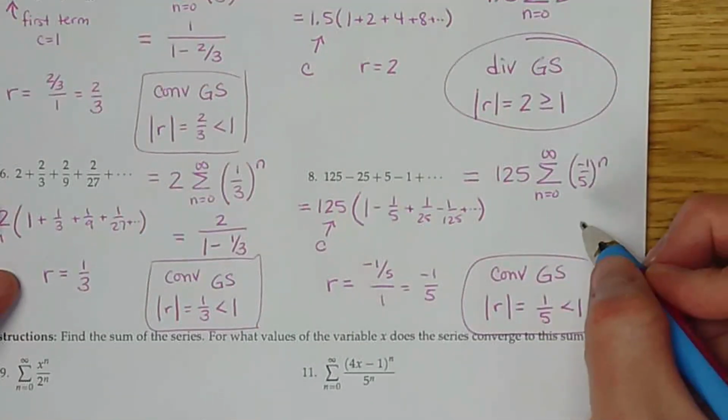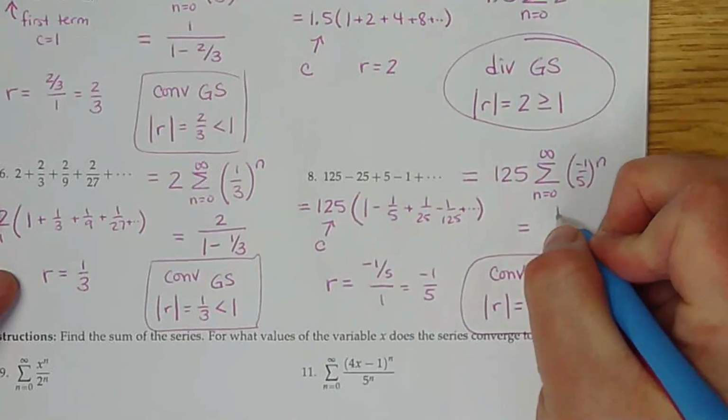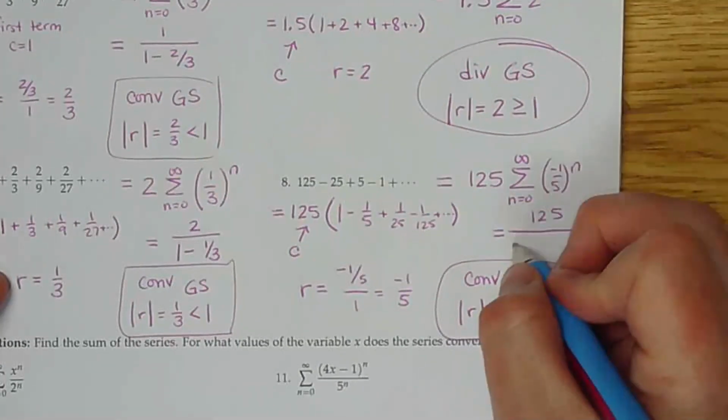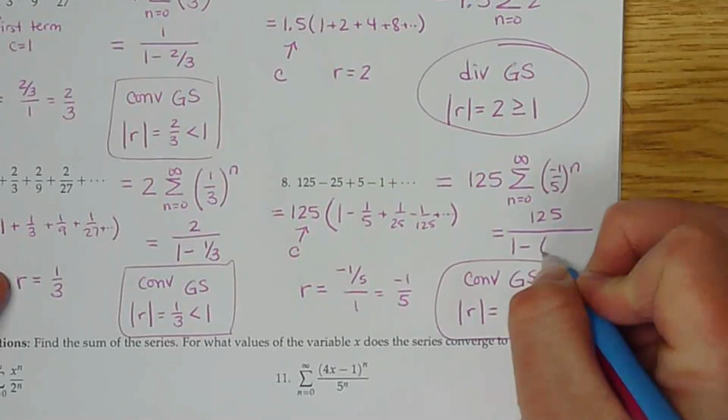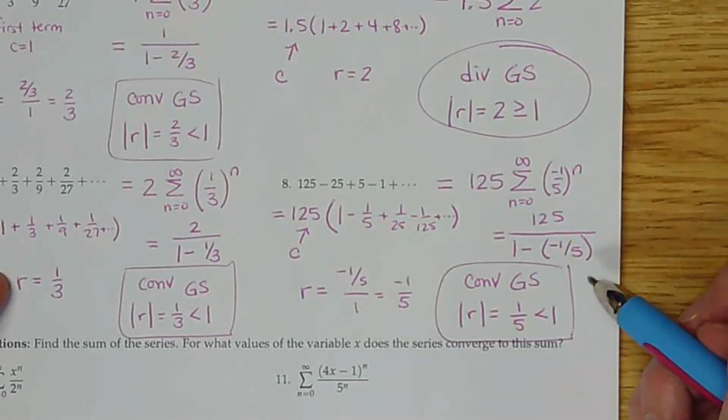And since it converges, we can find what it sums to. So we know the first term is 125, and then that's over 1 minus r. And so r is -1/5, so you want to write that down as -1/5. So really that denominator is 1 plus 1/5.